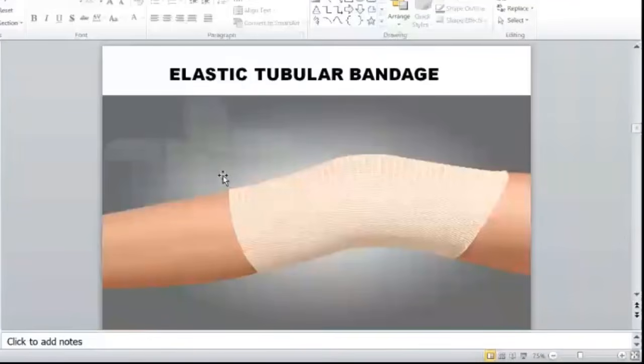Change the picture. This is an example of elastic tubular bandage. Can you see the elastic tube shaped bandage? This elastic tubular bandage is used for fingers. We can use it for toes. We can use it for limbs. It's very, very elastic. They use it to support the elbow. Now let's move to the.